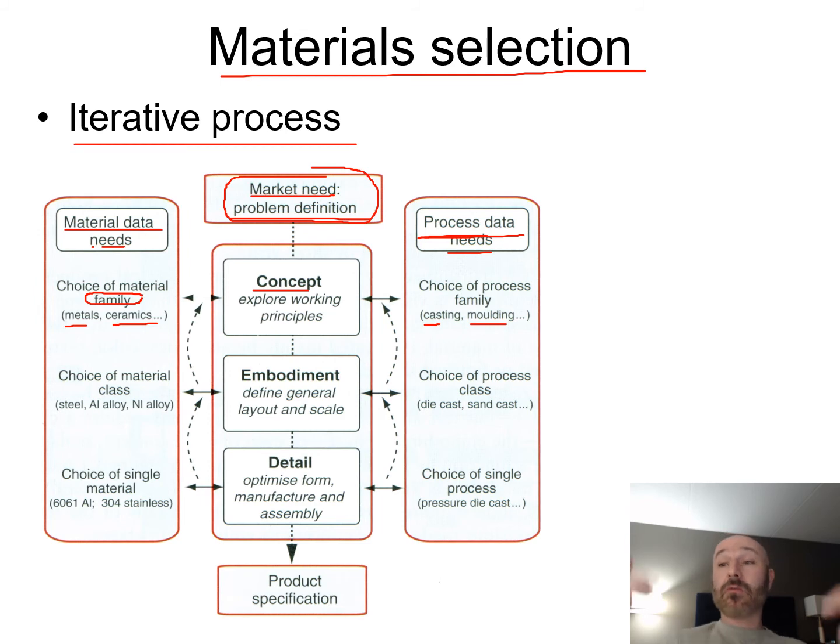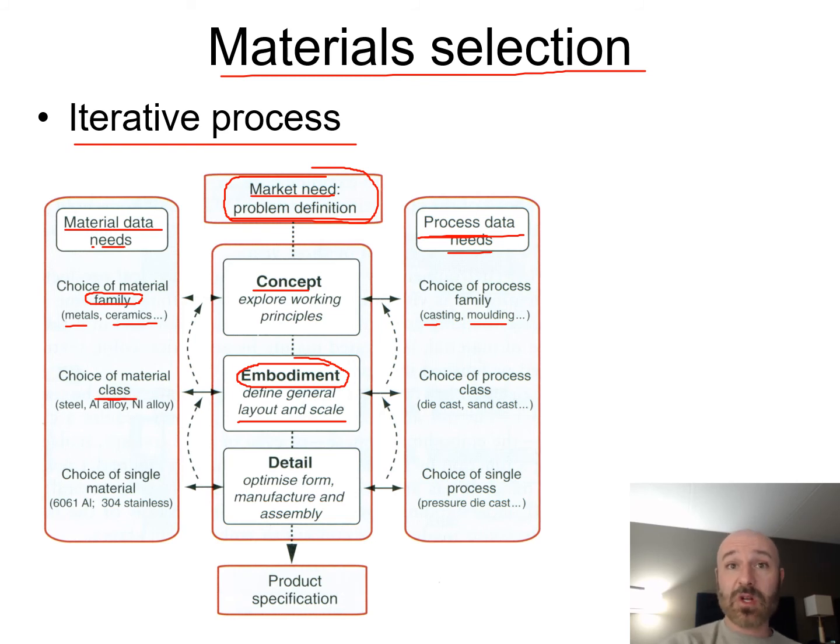As we get further down, we narrow down our concept and ask ourselves these questions. Okay, I think it should be a ceramic, or I think we should do some casting. Then we need to get into more detailed information with each of those. That's where we get into the embodiment of the design in our selection process. We define the general layout and our scale. Once we know that layout, the sizing and dimensioning, we can then get on to our class, which is a little bit more specified.